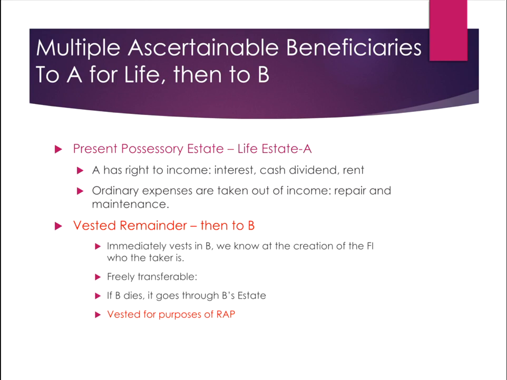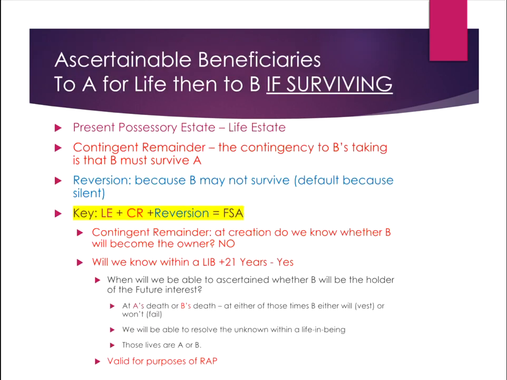If B predeceases A, the future interest, that vested remainder will go through B's estate. If B had a will, it will go to the will beneficiaries. If B did not have a will, it will go to B's heirs. They will hold that future interest. But it is vested and RAP non-applicable for a vested remainder.